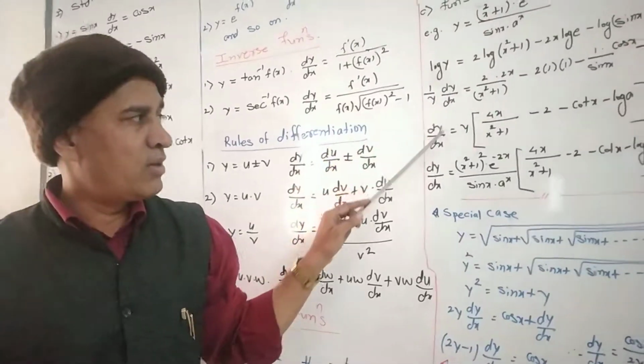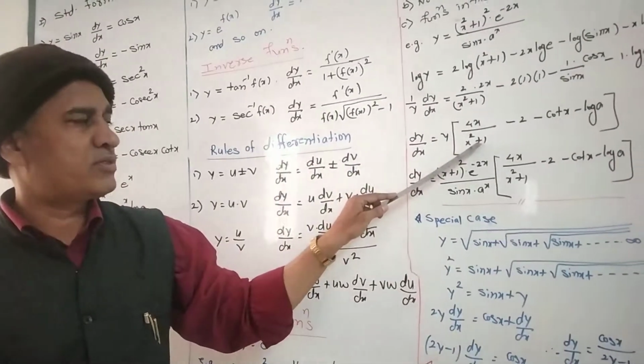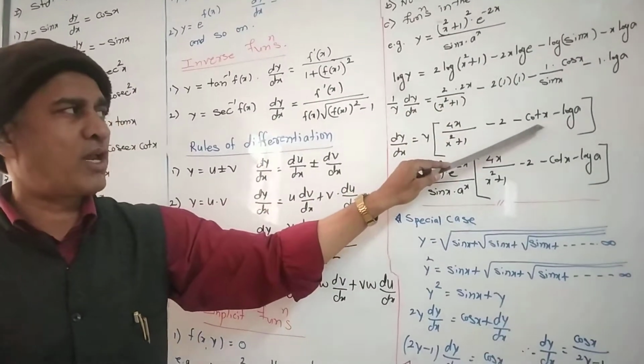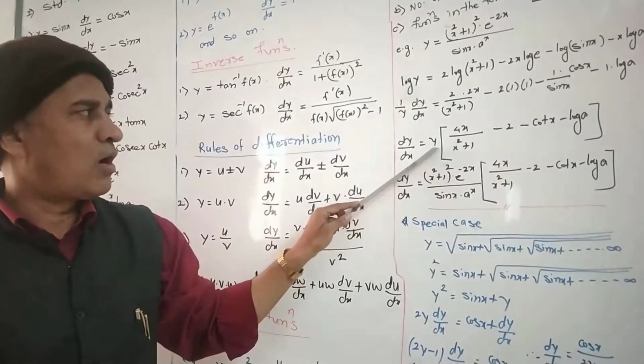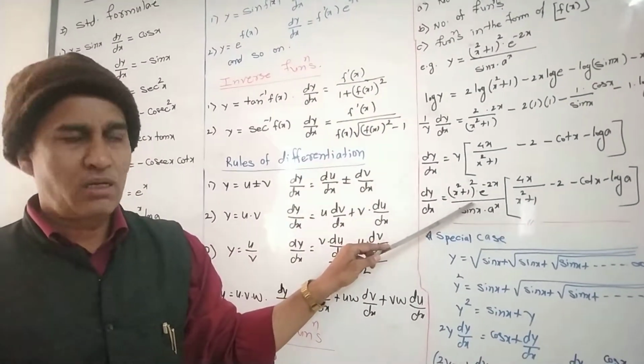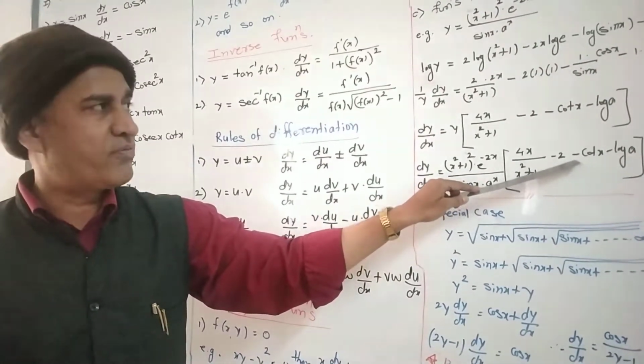That is dy by dx. This y should go to that side. It can be written as 4x upon x square plus 1 minus 2 minus cos x upon sin x, which becomes cot x, minus log e. Now, we have the value of y, the given value, that we can substitute here, and we get the required result, that is dy by dx from the logarithmic differentiation.